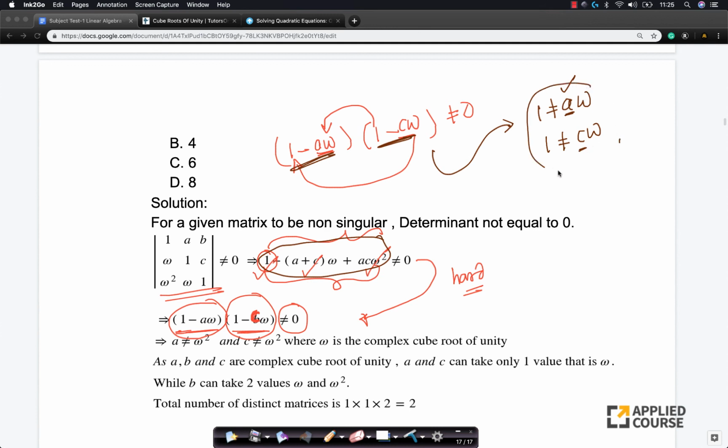The moment I have these inequalities, I can immediately say, because omega is a cube root of 1, that A cannot be omega square. Because if A is omega square, then omega square into omega is 1, because omega is the cube root of 1. Similarly, from this I can say C cannot be omega square either. B can be anything. Look at this, this expression does not have B. Then B can be omega or omega square.